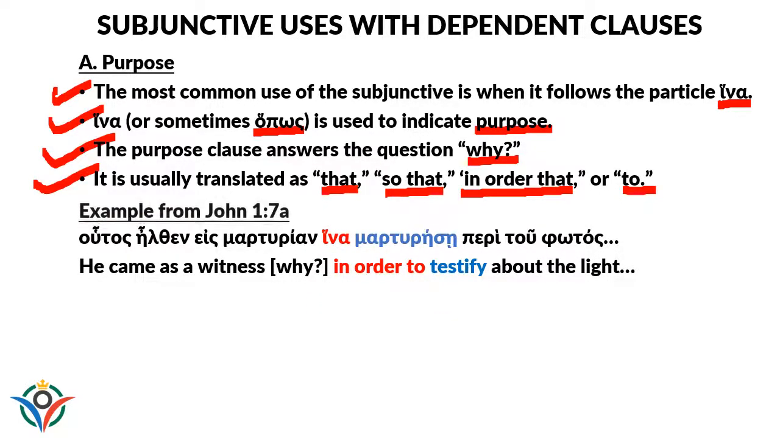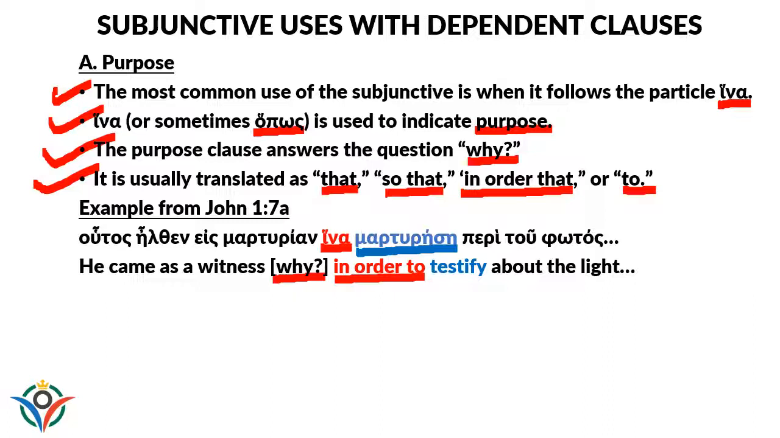Firstly, from John 1 verse 7. John writes, Houtos elthen eis marturian hina marturese peri tou photos. So John wrote, he came as a witness. And then we can ask ourselves the question, why? And then we have hina, here conveying purpose. So we translate it in order to, and then we have the subjunctive verb that follows hina, and that fleshes out the purpose for which he came as a witness, to testify about the light.